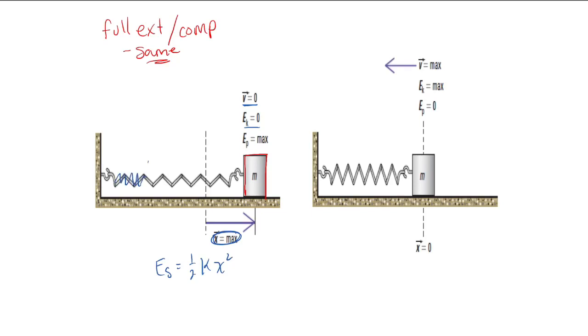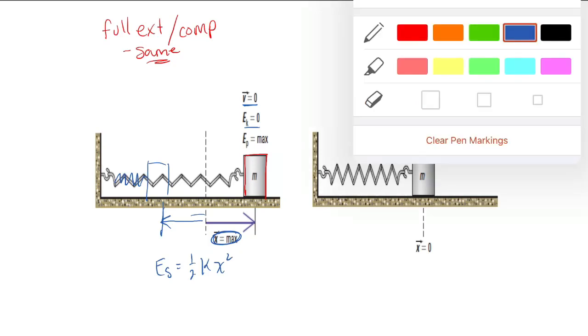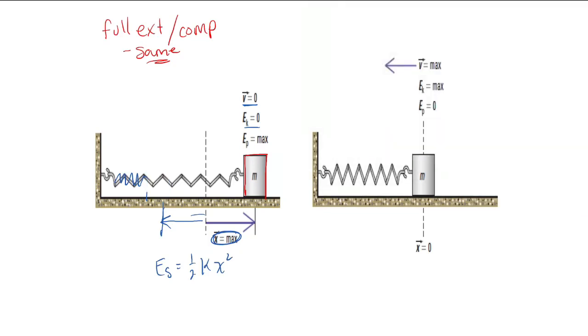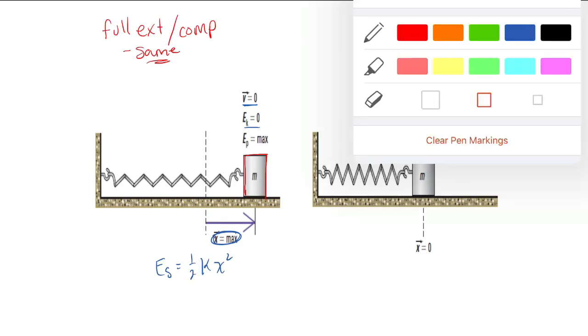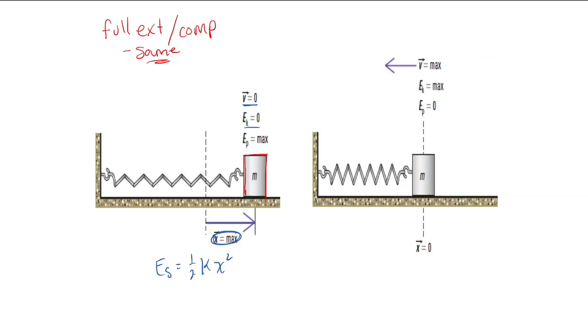And again, this is the same as if it were at its full compression as well, right? Because we're assuming that the compression is the same distance away from equilibrium as the full extension. So it's really, really important to note they're the same for full compression and full extension. Those are a few really important things. So here's where we have 0 kinetic energy and maximum spring potential.